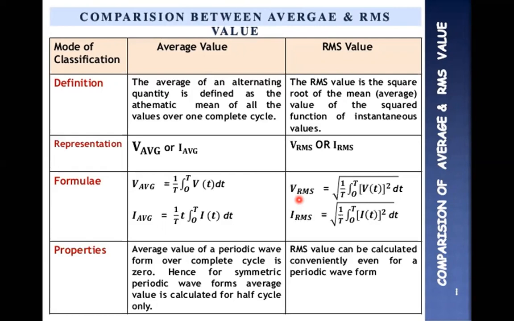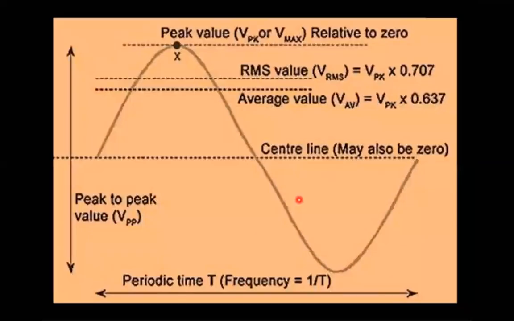RMS value can be calculated conveniently even for the periodic waveform, because this doesn't come with a 0 value. Once again, we can see that this is the peak value, the maximum distance from its 0 or mean position. So we can say that V peak or V max is related to 0. This is an RMS value. This slight dotted line is the RMS, which is nothing but V peak into 0.707.